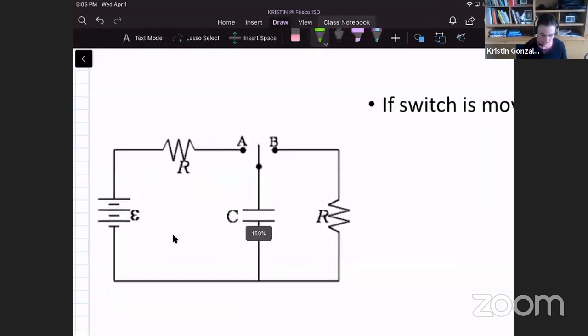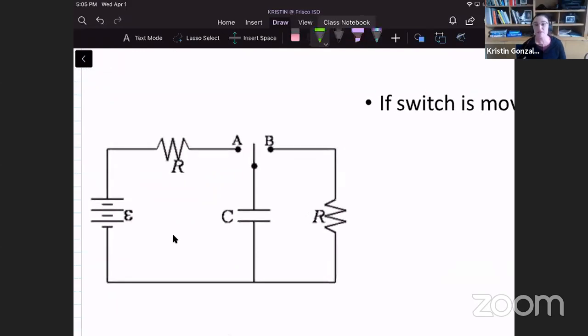So if in the beginning here, I flip that switch over to A, let's look at what would happen. We're going to flip this, which is going to close this side of the circuit. We're going to get that current going out through the circuit.